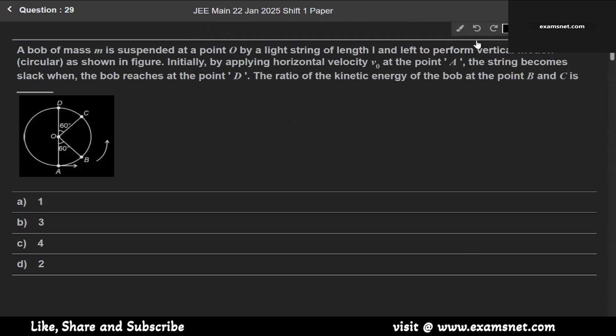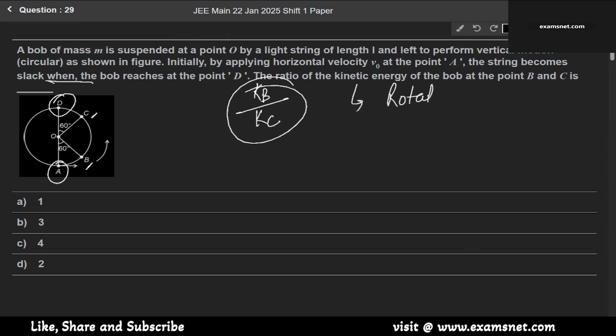Now next question 29. A bob of mass M is suspended at a point O by a light string of length L and left to perform vertical motion, means circular motion as shown in the figure. Okay. Initially, by applying the horizontal velocity V naught at point A, the string becomes slack when the bob reaches point D. The ratio of kinetic energy of the bob at the point B and C. So we have to find kinetic energy at B to the ratio kinetic energy at C. Okay. So this question is from the chapter of rotational motion.